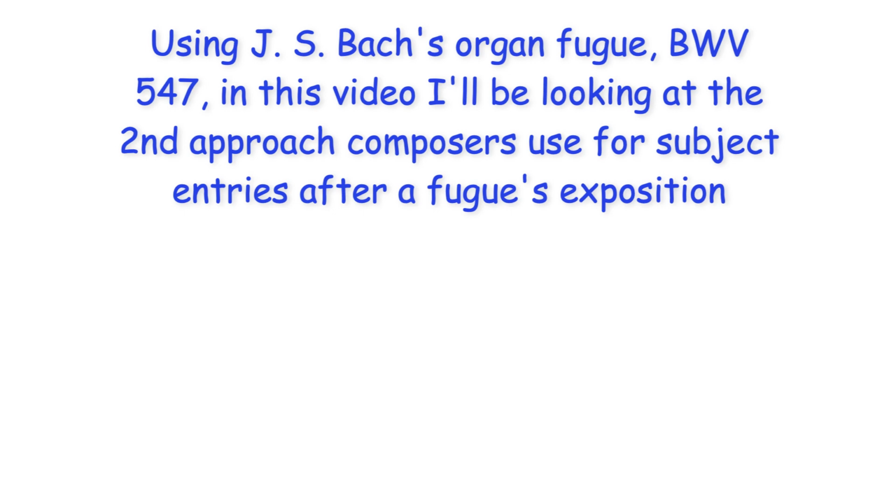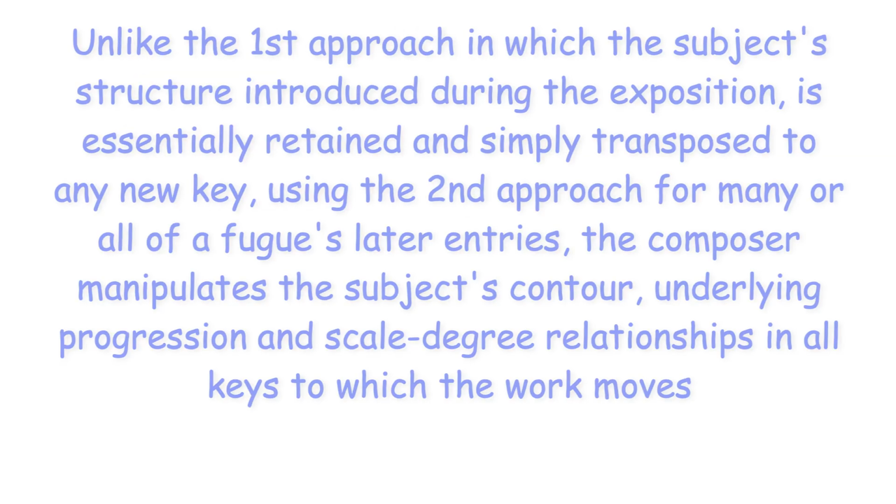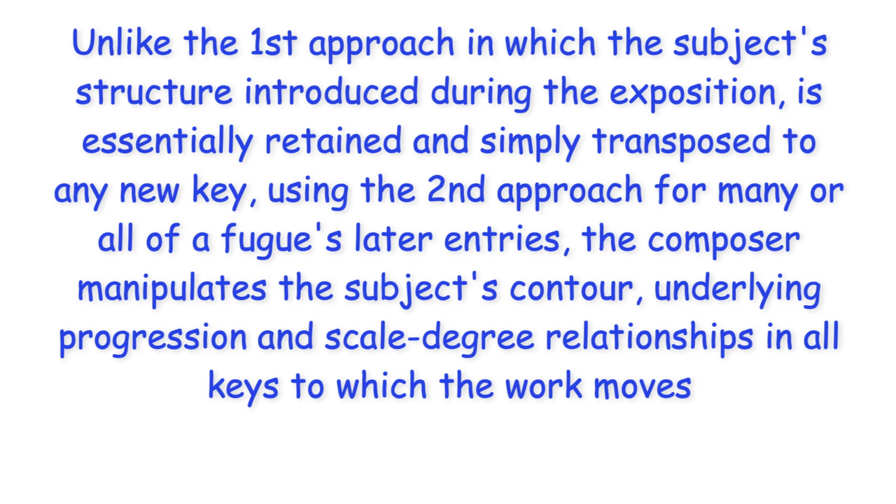Hi everyone! Using J.S. Bach's organ fugue BWV 547, in this video I'll be looking at the second approach composers use for subject entries after a fugue's exposition. Unlike the first approach, in which the subject structure introduced during the exposition is essentially retained and simply transposed to any new key, using the second approach, for many or all of a fugue's later entries, the composer manipulates the subject's contour, underlying progression, and scale degree relationships in all keys to which the work moves.